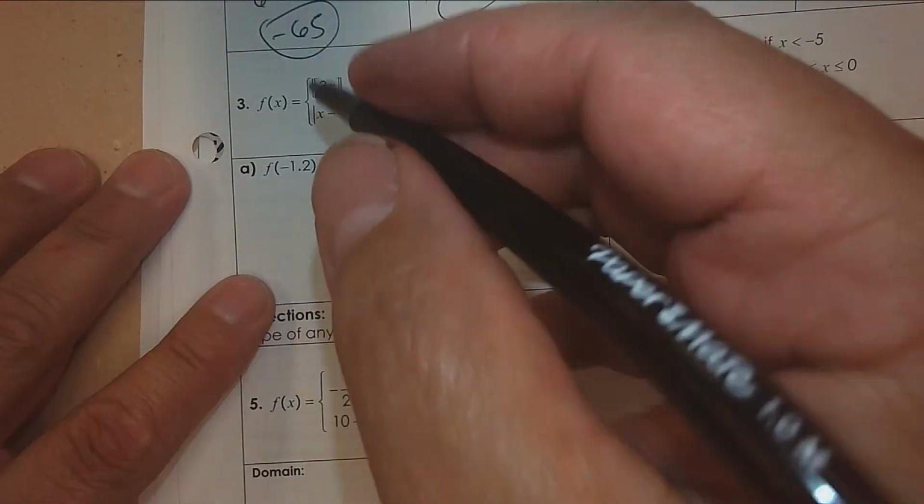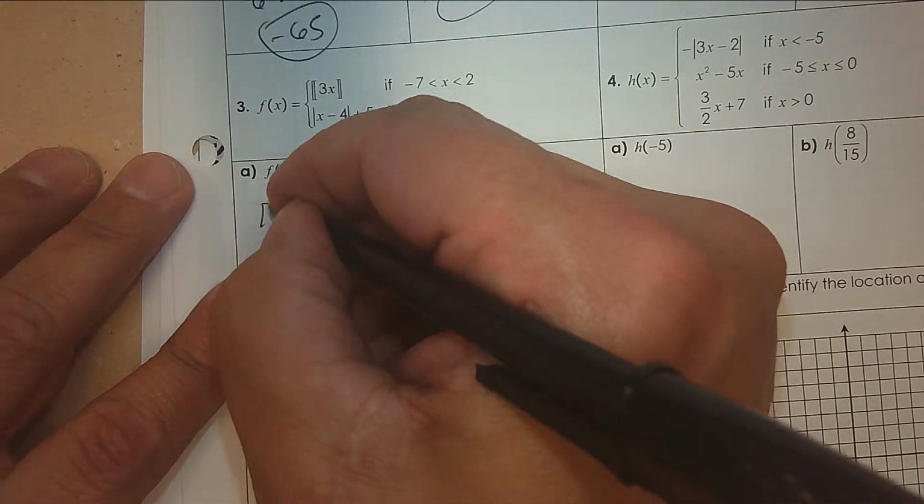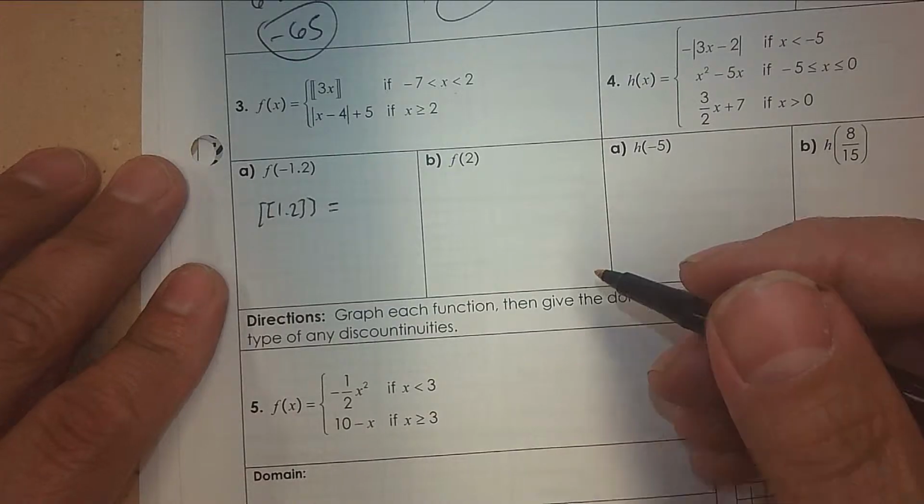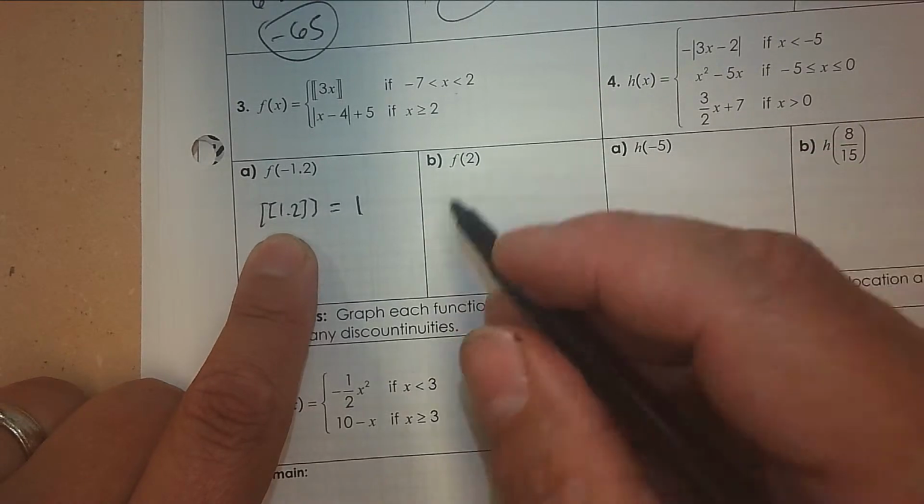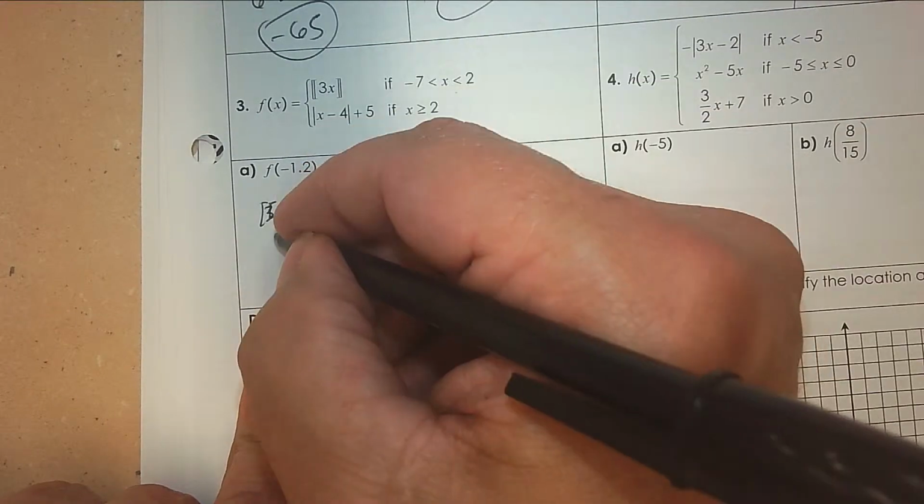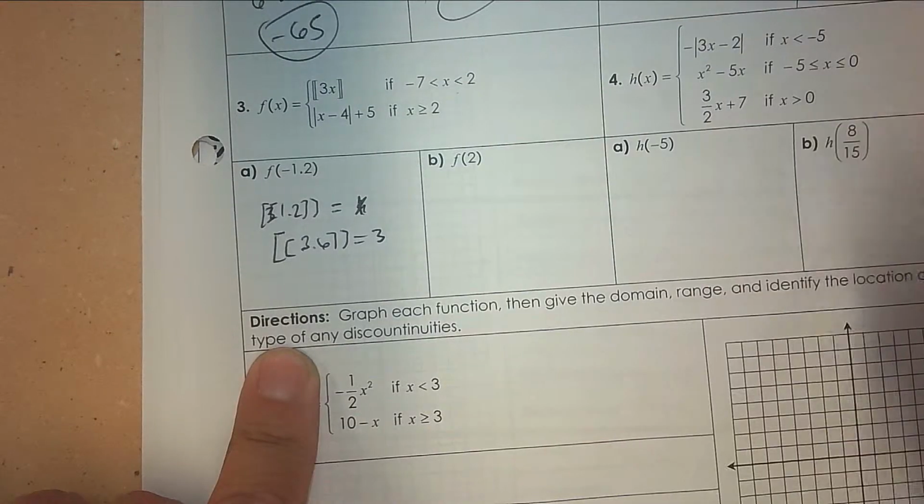1.2. That belongs to the top piece. So the greatest integer less than or equal to that. So it's 1. Oh, it's 3 times that. Let's try that again. So if I go 3 times that, I get 3.6. Less than or equal to, I get the answer 3.